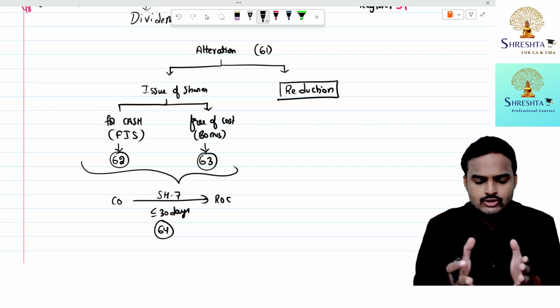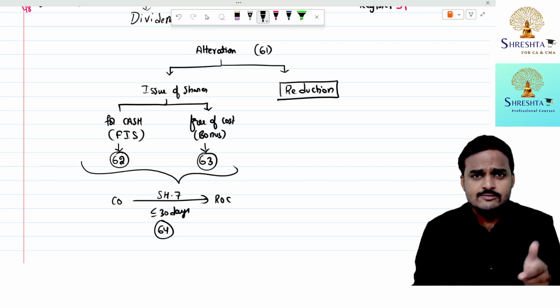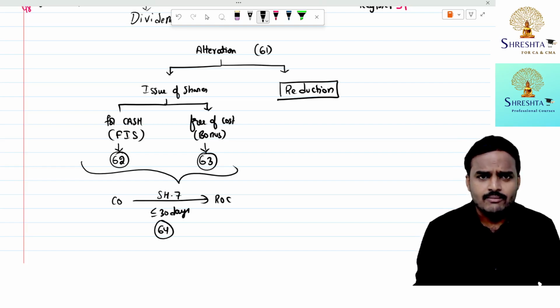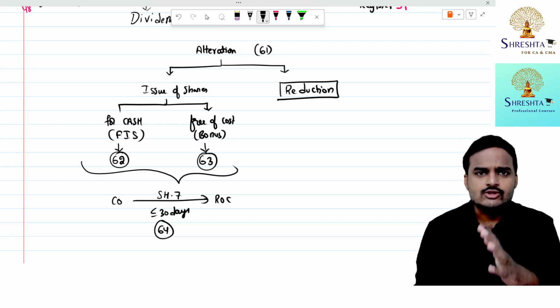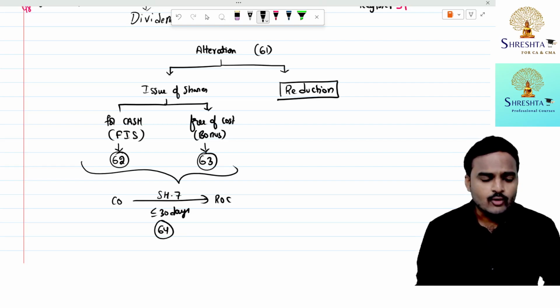I already showed you one practical scenario, Paytm e-commerce services private limited. That Singapore based company, Alibaba, is surrendering its shares to the company and the company is cancelling those shares. Remember? Okay, fine.